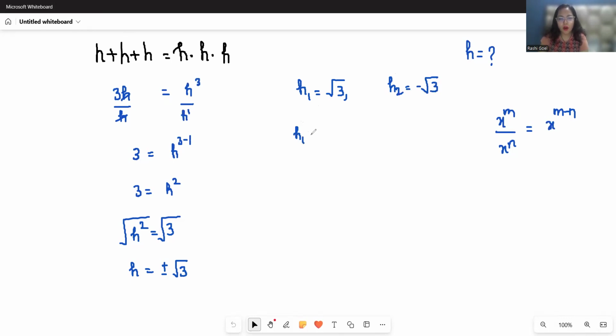So in decimal form, h1 is 1.732 and h2 is minus 1.732. I hope it's clear and you find it useful.